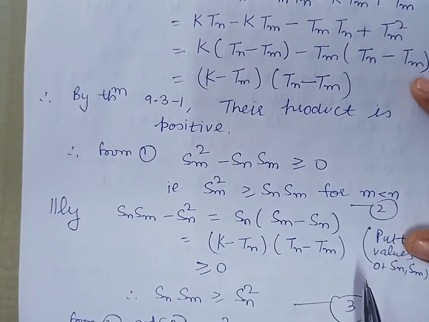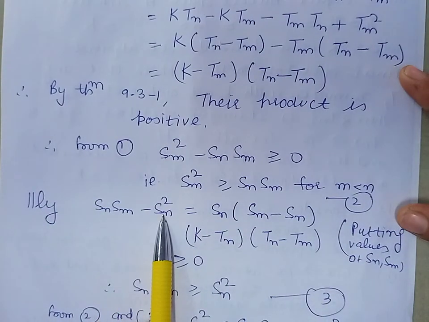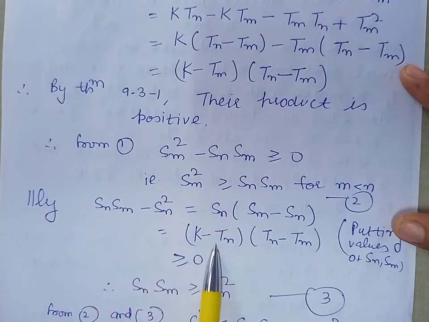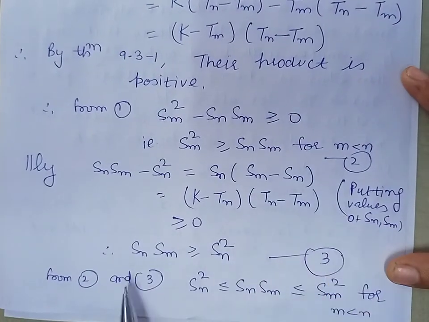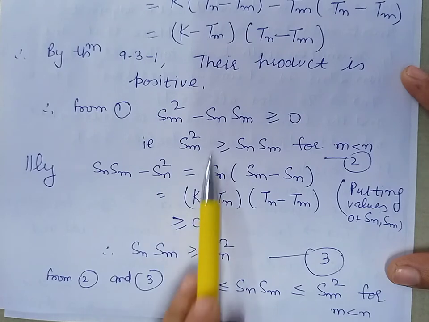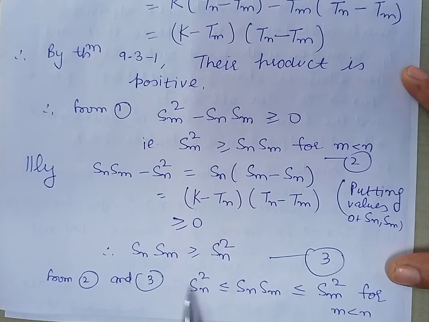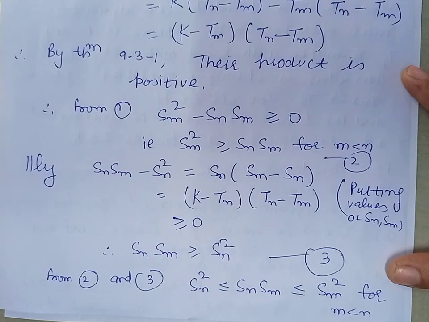In the same way, if we consider Sn into Sm minus Sn square and repeat the same steps, we can show that this operator is also a positive operator. So from here we get Sn into Sm is greater than or equal to Sn square. Now we can combine equation 2 and equation 3. So combining the two equations, we get for m less than n, Sn square is less than or equal to Sn into Sm, and that is further less than or equal to Sm square.